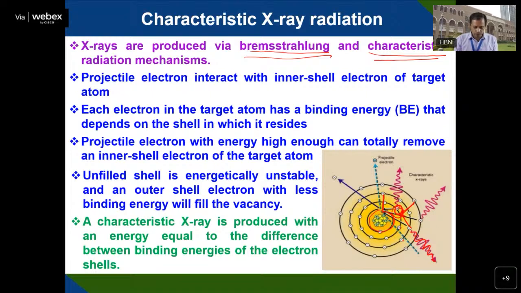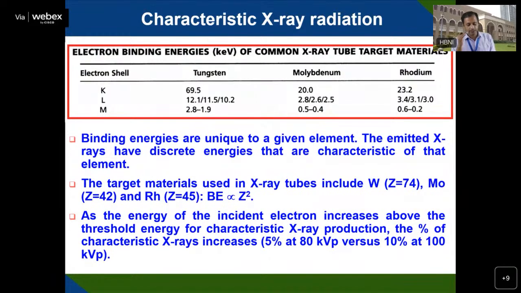So a characteristic X-ray is produced with an energy equal to the difference between the binding energies of the electron shells. This K shell electron is bound with a particular energy, and the L shell is bound with a particular energy. The difference between the K shell and L shell binding energy, when there is a jump from higher to the inner orbital, is the excess energy termed a characteristic X-ray. And this characteristic X-ray is unique to a given element. So each element has a different characteristic X-ray. For example, in the case of tungsten, the K shell binding energy is 69.2 and L shell 12.2. So depending upon this binding energy, a different X-ray will be produced.